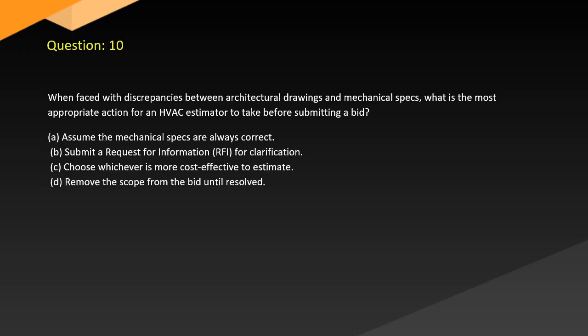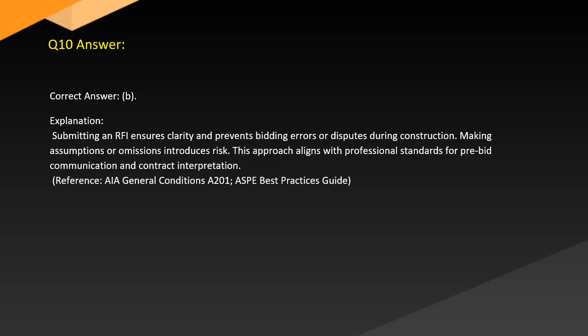Answer. Correct answer: B. Explanation. Submitting an RFI ensures clarity and prevents bidding errors or disputes during construction. Making assumptions or omissions introduces risk. This approach aligns with professional standards for pre-bid communication and contract interpretation. Reference: a general conditions best practices guide.